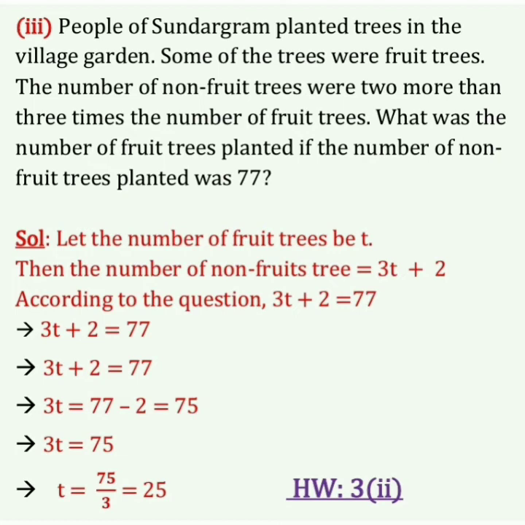Then the number of non-fruit trees is equal to 3t plus 2. According to the equation, 3t plus 2 is equal to 77. Transfer 2 from left to right. It becomes minus. Therefore, 3t is equal to 77 minus 2 is equal to 75. Therefore, t is equal to 75 upon 3 is equal to 25. Is it clear? Thus the number of fruit trees is 25.